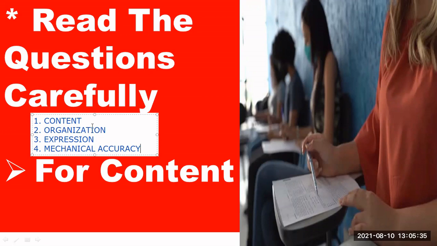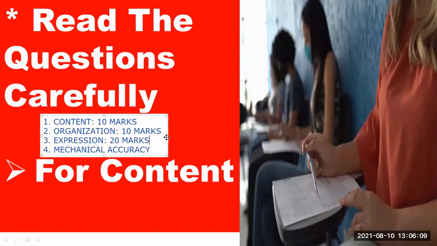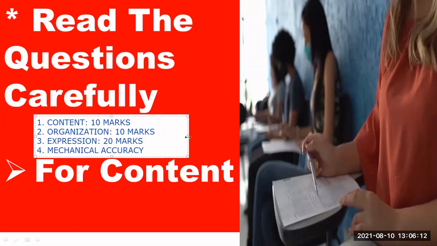So for you to win maximum marks, because in content, you have 10 marks, all right? Content has 10 marks, all right? Organization, 10 marks, all right? Expression, 20 marks, all right? Let's move this a little bit. Then mechanical accuracy, 10 marks. So all together you have 50 marks.